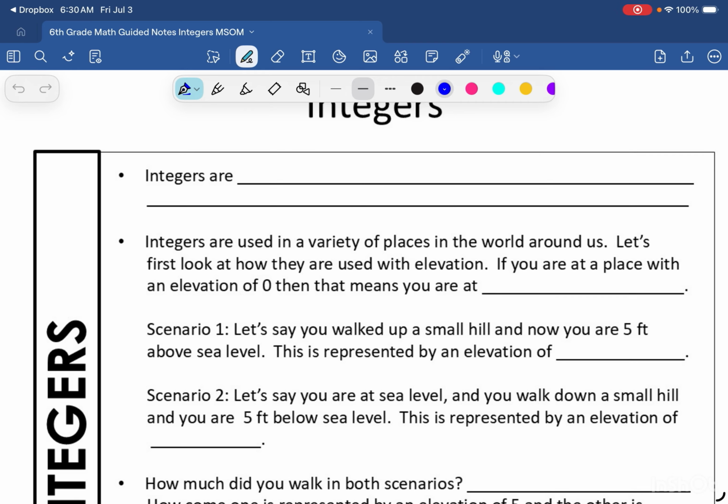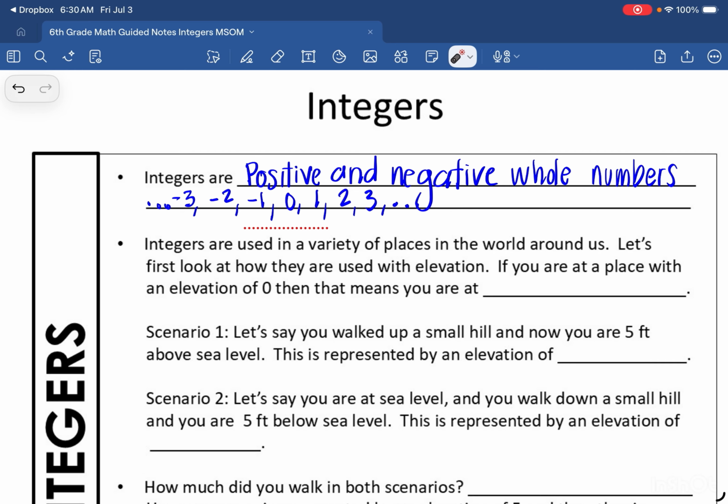Let's get started. Integers are positive and negative whole numbers. For example, -3, -2, -1, 0, 1, 2, 3, etc. Integers are used in a variety of places in the world around us. Let's first look at how they are used with elevation. If you are at a place with an elevation of 0, then that means you are at sea level.